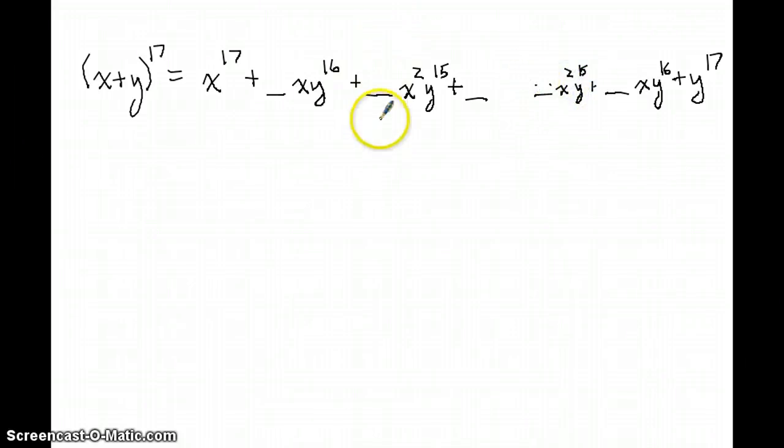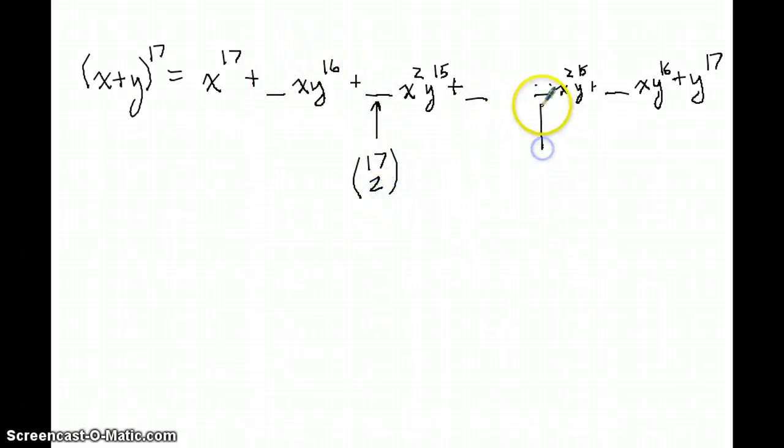Anyway, I could figure out what that number is supposed to be. That number is 17C0, 1, 2, 17C2. If I really needed to know that one, this is 17 choose 17, 17 choose 16, 17 choose 15, would be what that would be. Ironically enough, I picked one that was 2 from the end on that way and 2 from the end on that way. These things actually happen to be equal. 17C2 is going to equal 17C15.